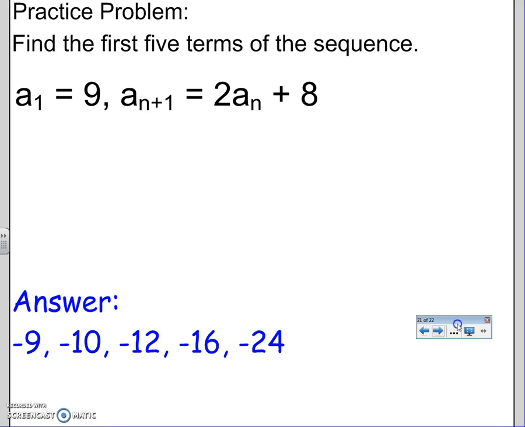Alright. I'll leave this practice problem. Find the first 5 terms of the sequence. Remember, you just plug it in and see what they are, and there's the answer.